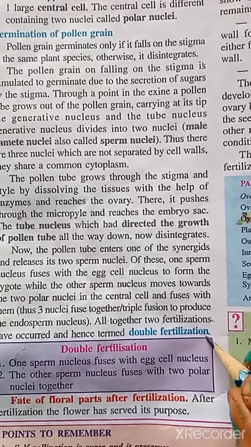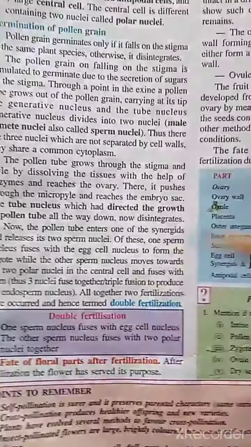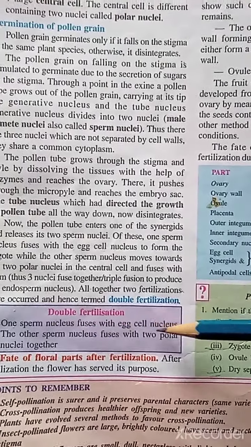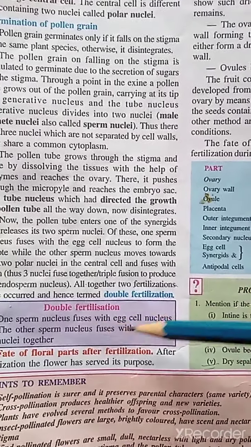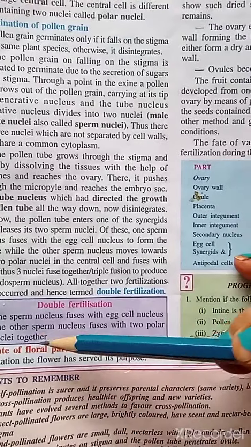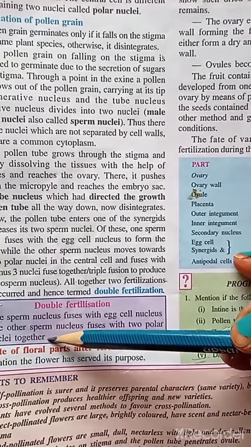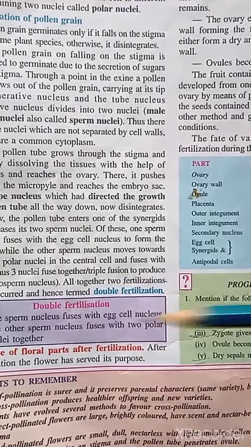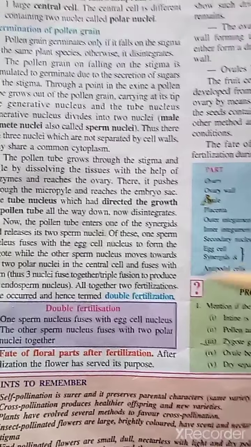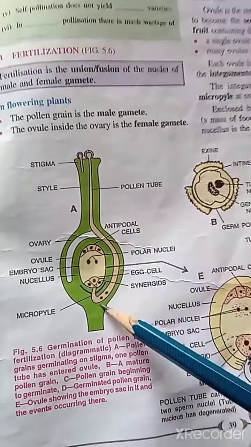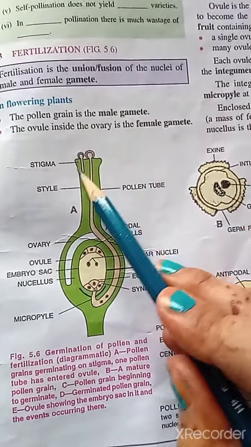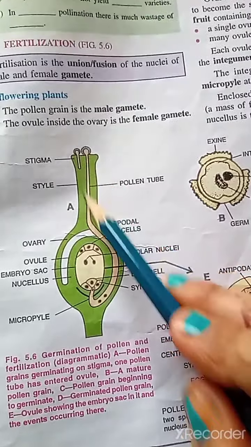It's very important, students. Double fertilization: one sperm nucleus fuses with the egg cell nucleus, the other sperm nucleus fuses with the two polar nuclei together. That is why it is called double fertilization. So when double fertilization is asked, you have to make this diagram also. It's very very important. See here, this is the stigma, this is the style.